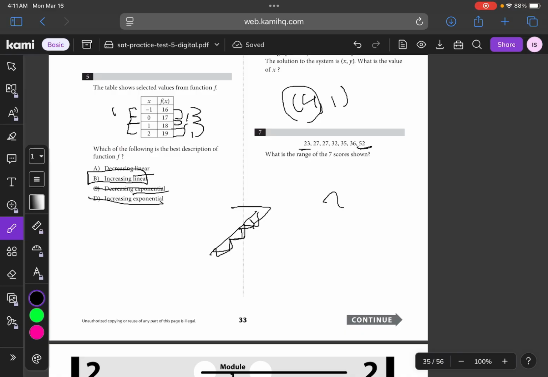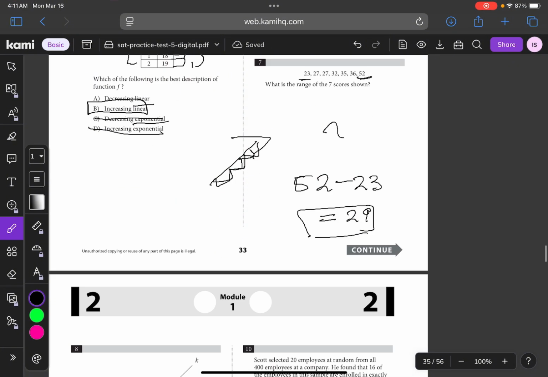So we need to find the difference between 52 and 23. So 52 minus 23 equals 29. Sorry, 29. So that would be the range of these scores.